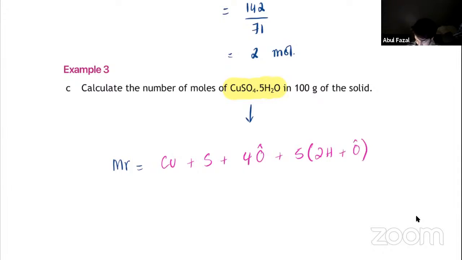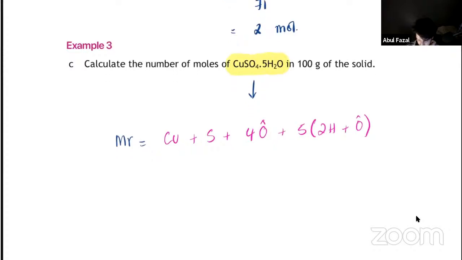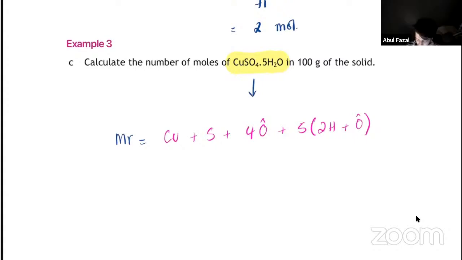Added separately. So this is the copper sulfate, and this is the 5 water molecules, and I'm adding that to the mass of it. Does that make sense? How many of you guys followed that train of thought? Yes. Straightforward, right? It looks confusing, but essentially you just add 5H2O to this to find out the MR.